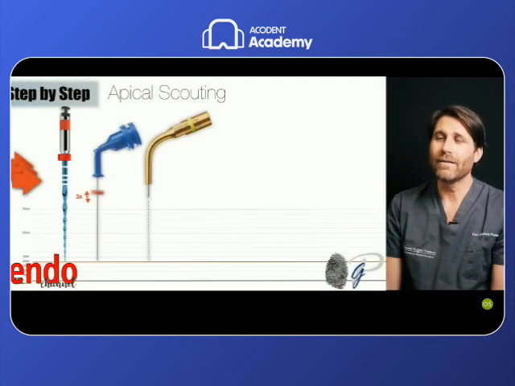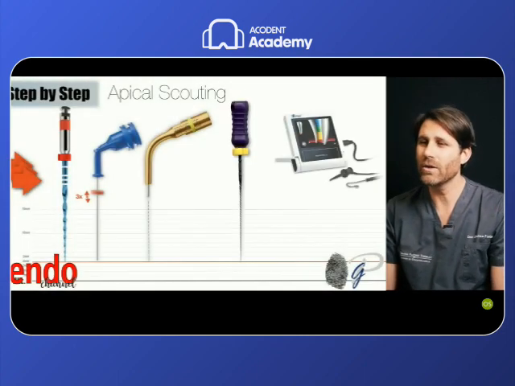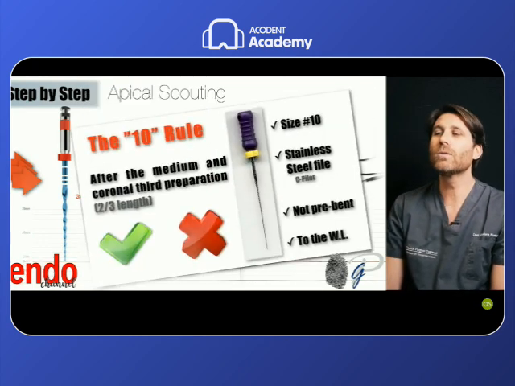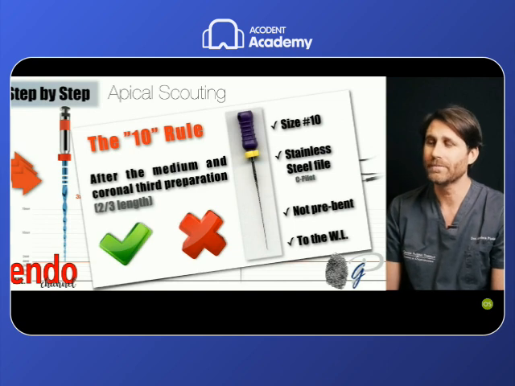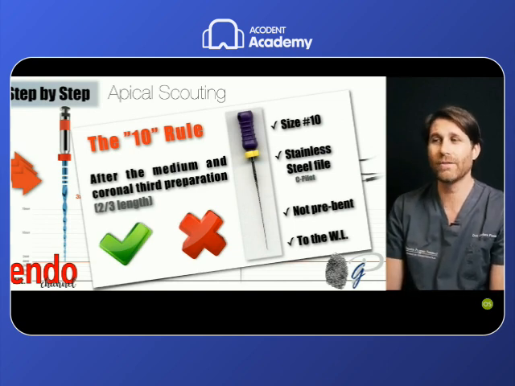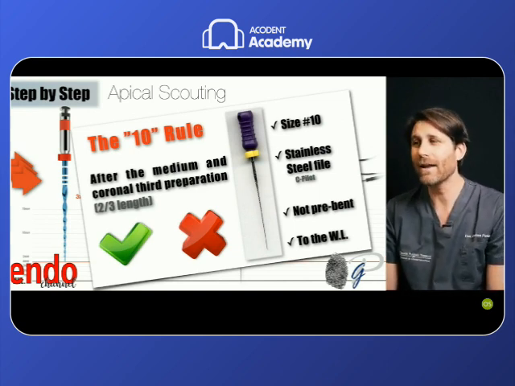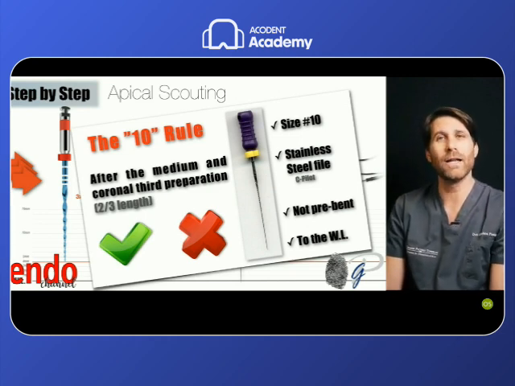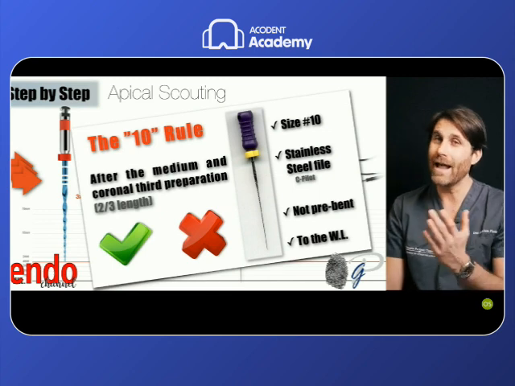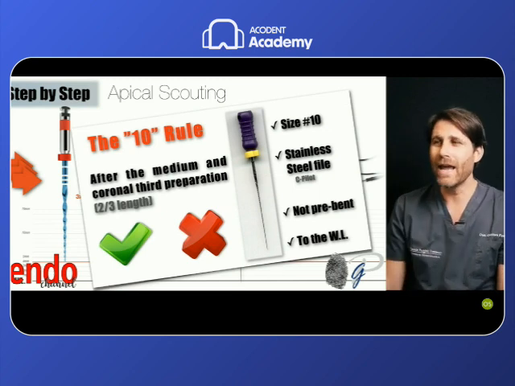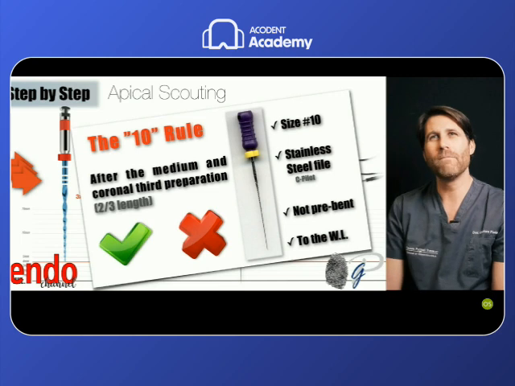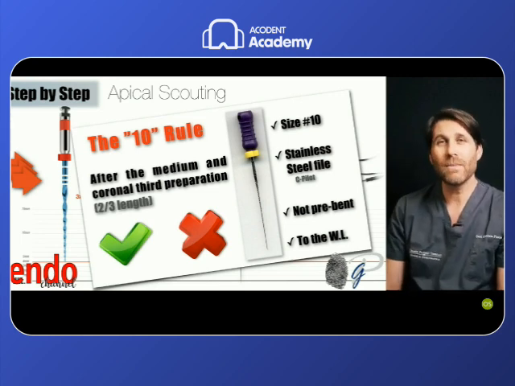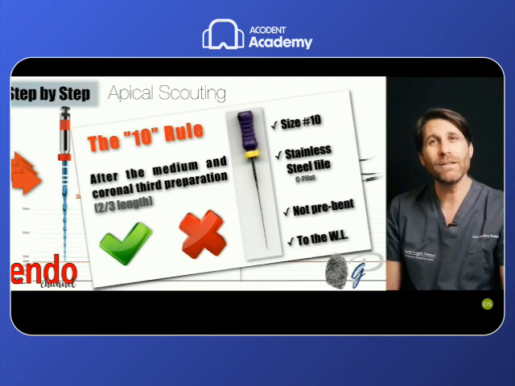Then the technique aims for an apical scouting with a stainless steel file controlled by an apex locator, what we call the 10 rule. After the medium and coronal third preparation, with the size 10 stainless steel C-pilot file not pre-bent, we have to reach the working length with the control of the apex locator. And in most of the cases, after the coronal and middle third preparation, we are able to reach the apical third. We have only some exceptions in which we have apical difficulties to the scouting.